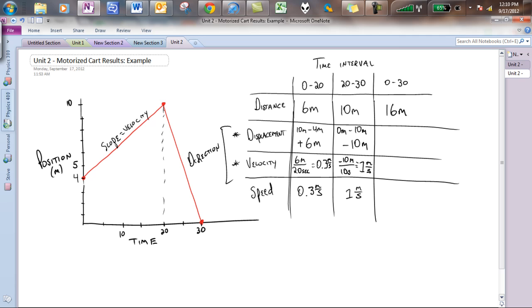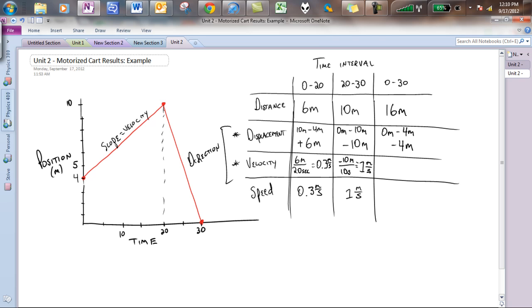Displacement, again, is final position minus initial position. So what is my final position at my time interval? I ended at 0 meters. What is my initial position? It is 4 meters. So you'll start to realize that this is even a weirder answer. It is a negative 4 meters. The reason being is that you have displaced negative 4 meters.